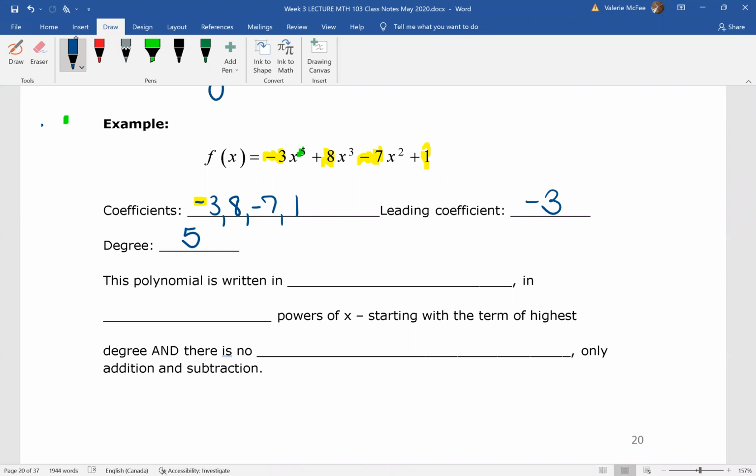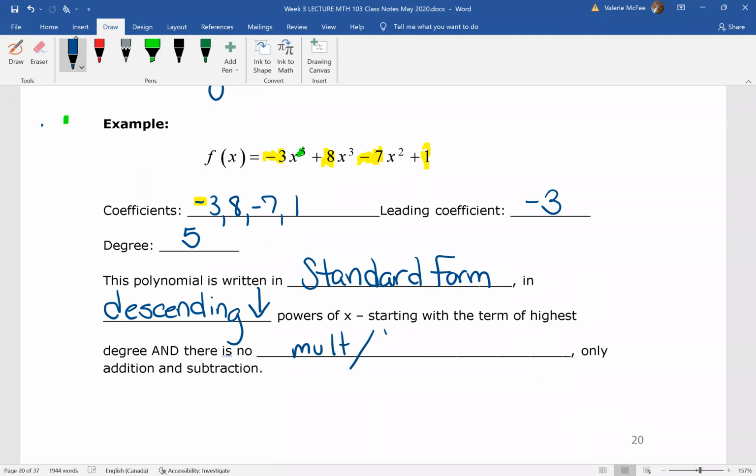We say that this polynomial is written in standard form. When we talk about standard form, we mean that it has descending powers of x. It starts with the highest power of x and goes down. And notice that there's no multiplication or division. There is only the addition and subtraction of terms. That's important if we want to find the degree, if we want to find all of the coefficients.